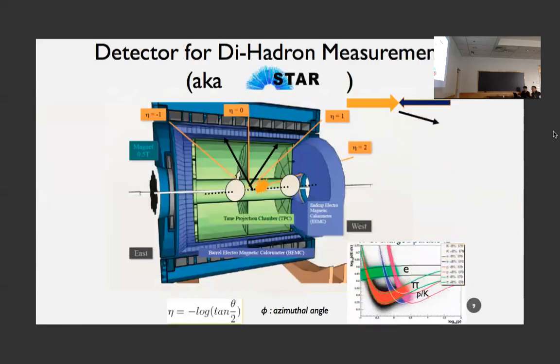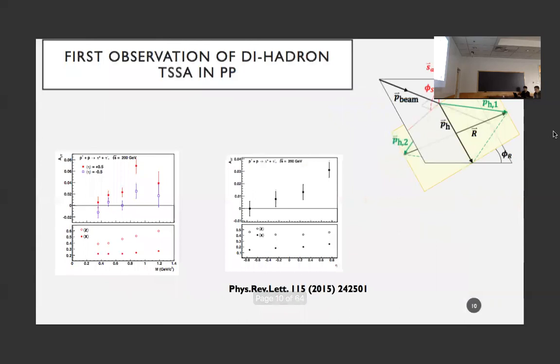The detector with which we're doing it is STAR. STAR has a very big time projection chamber, which allows us to do high precision tracking, in particular in the central region, and also PID with dE/dx. All we do is a very simple measurement: we just take identified pions from the TPC and do our asymmetries.